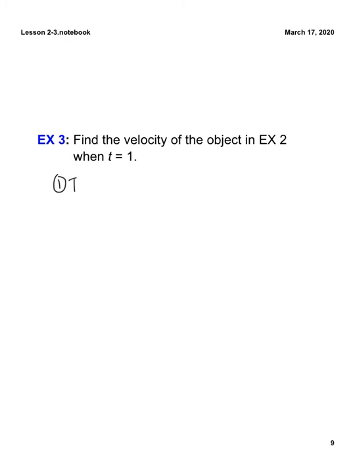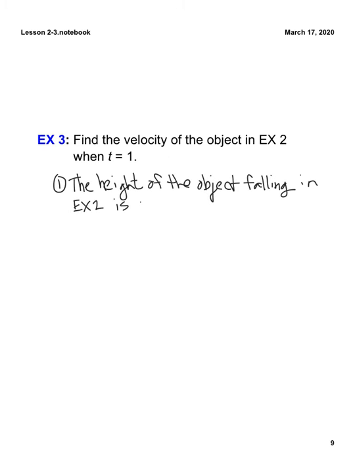Step 1, we're going to find the height of the object falling in example 2, which is given by the formula h equals negative 16t squared plus 100. So this is called our position function.